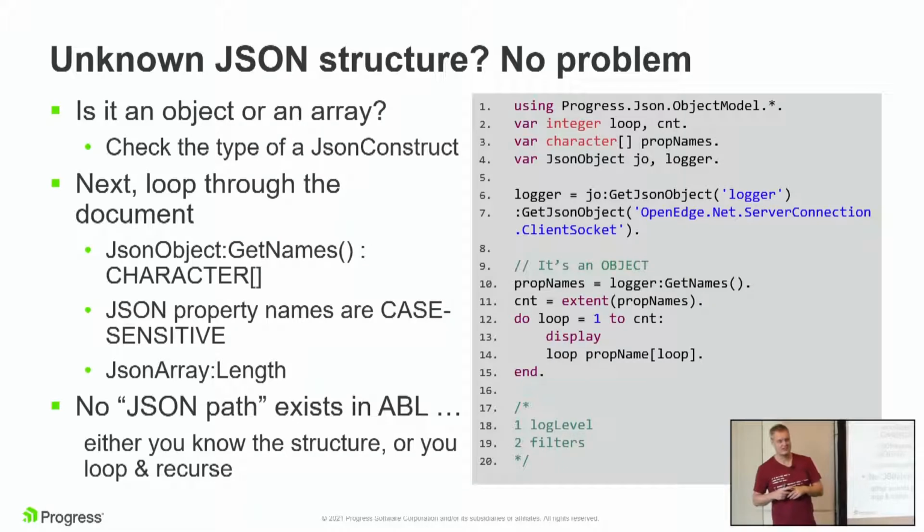So we can say, if it's an array, we know it's got a size, right? It's got a length. It's either 0 or a positive integer. It's never going to be negative. If it's an object, we can say, let's get the names, which returns us an array of characters, and that's all of the property names. So again, file name, if you've got 6 different cases of it, will appear 6 different times in there, but you will get all of the property names with this.